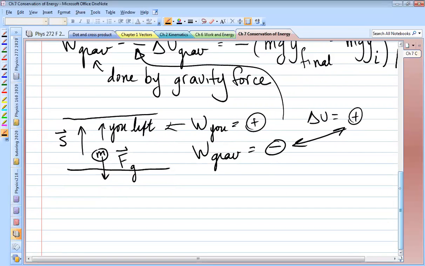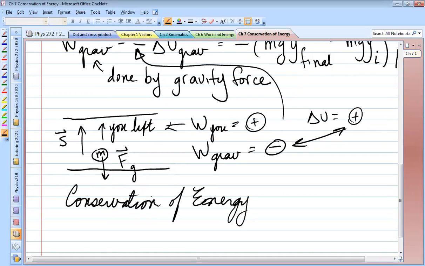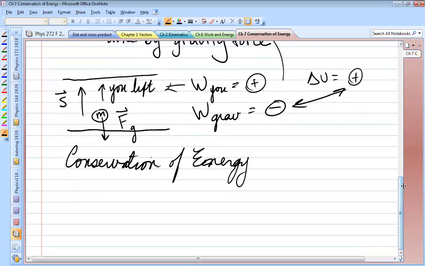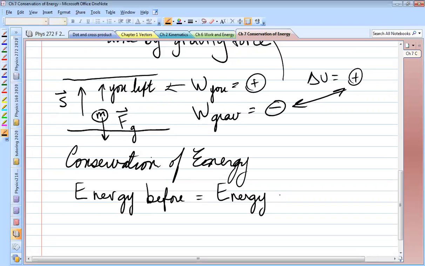Okay, now if we're doing conservation of energy, it is a quantity that's always conserved. Now energy, it's just a bookkeeping device. It's just a number that we calculate. So if we only have gravity working, no other forces, then the conservation of energy looks like this. The conservation of energy always looks like energy before equals energy after. And this after means after something's happened.